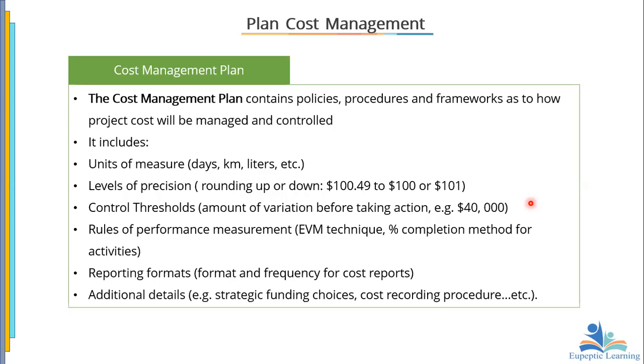Now, levels of precision. You see, if you have, let's say, 100.49, are we going to round off to the nearest whole number? Now, if you are rounding off to the nearest whole number, are we going to ignore the 49 and round it down to 100, or we can take it to 101? Either way has to be agreed.